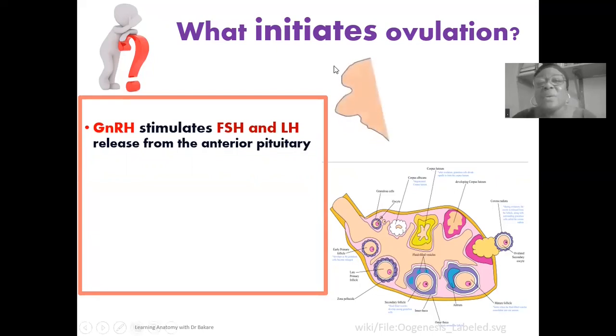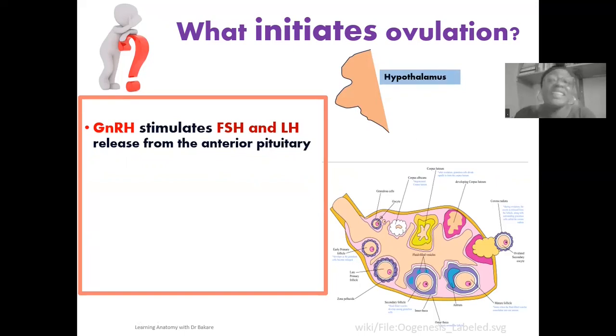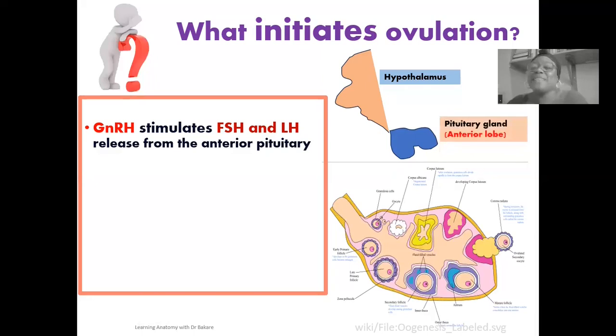Let's say this is where we have the hypothalamus. The hypothalamus is one of the structural components of the diencephalon. I've done a lecture on the diencephalon; if you've not checked that lecture, please kindly go and do so. The hypothalamus is part of the diencephalon, which is embedded within the cerebral hemisphere, and we have the pituitary gland also closely related to it. The hypothalamus is seen to secrete the gonadotropin-releasing hormone.